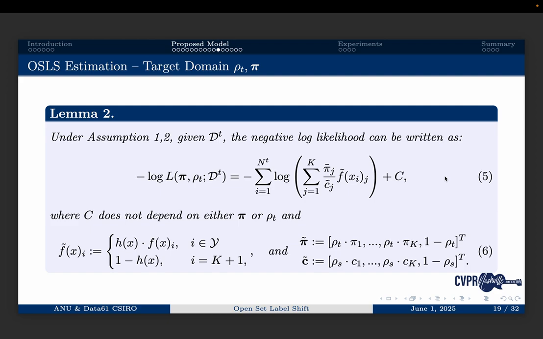After obtaining the source domain label distribution C and rho S, we want to estimate the target domain label distribution rho T and pi. First, we write down the negative log likelihood of these two parameters, which after our mathematical reformulation is written in the form of a k+1 closed set label shift estimation objective, where f tilde, pi tilde, and c tilde represent the k+1 classifier, the k+1 target domain label distribution, and the source domain label distribution respectively.